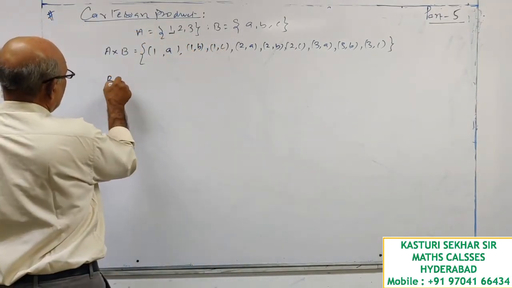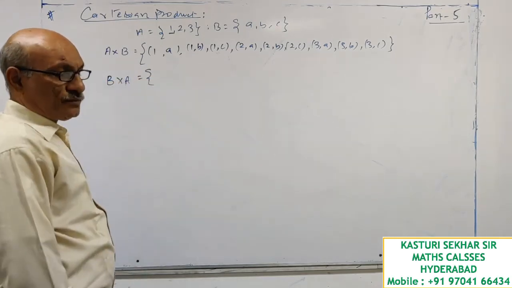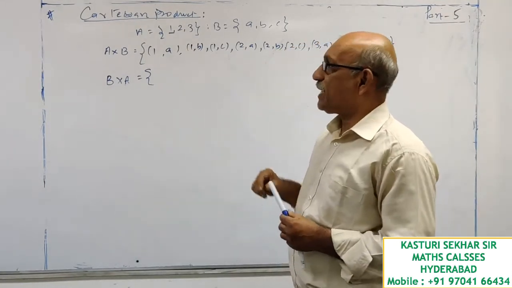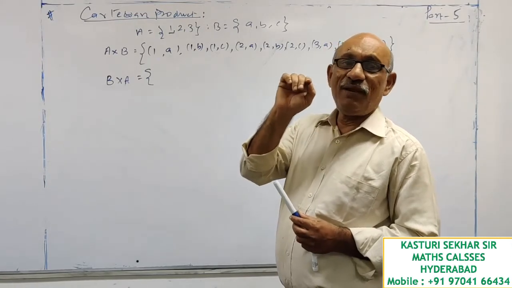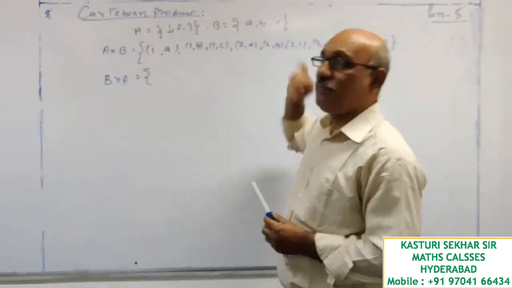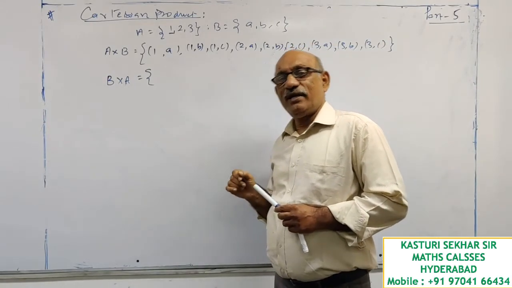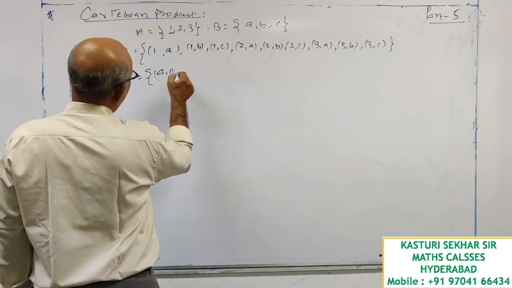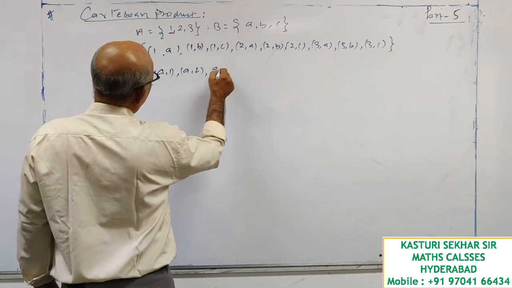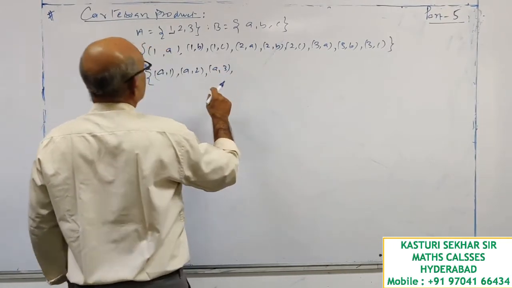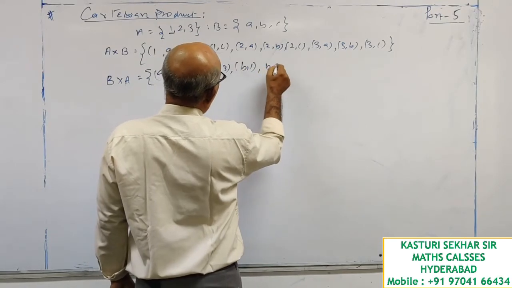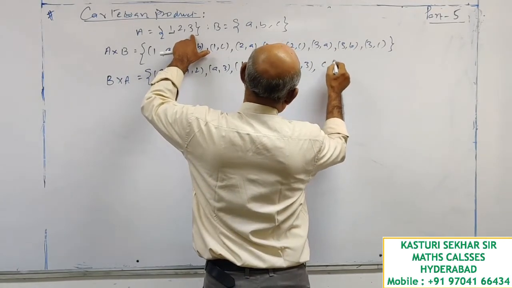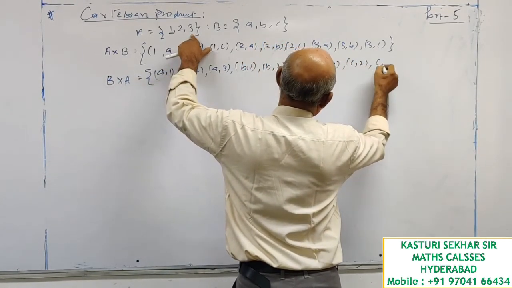Similarly, you can define B cross A also. When you are defining B cross A, on which area you have to concentrate? The first element of each ordered pair is from set B, and the second element of each ordered pair is from set A. So it is equal to a,1; a,2; a,3; b,1; b,2; b,3; c,1; c,2; c,3.